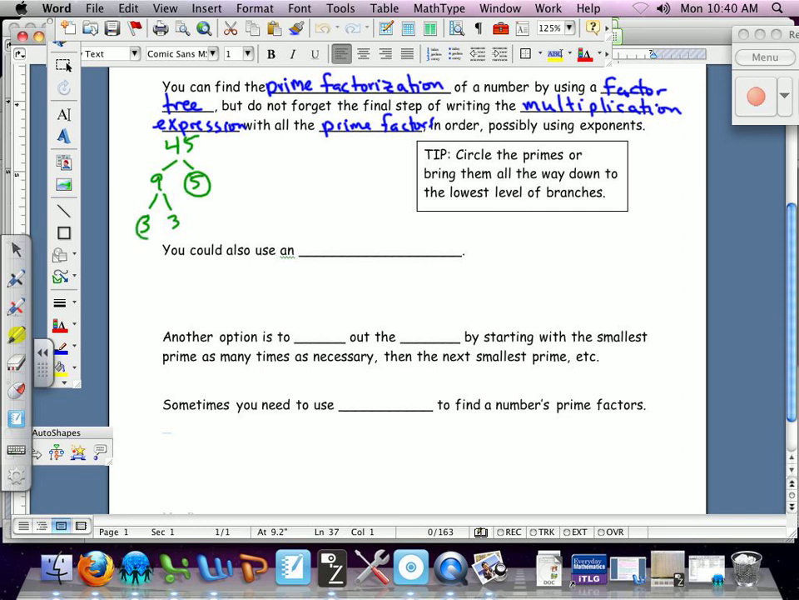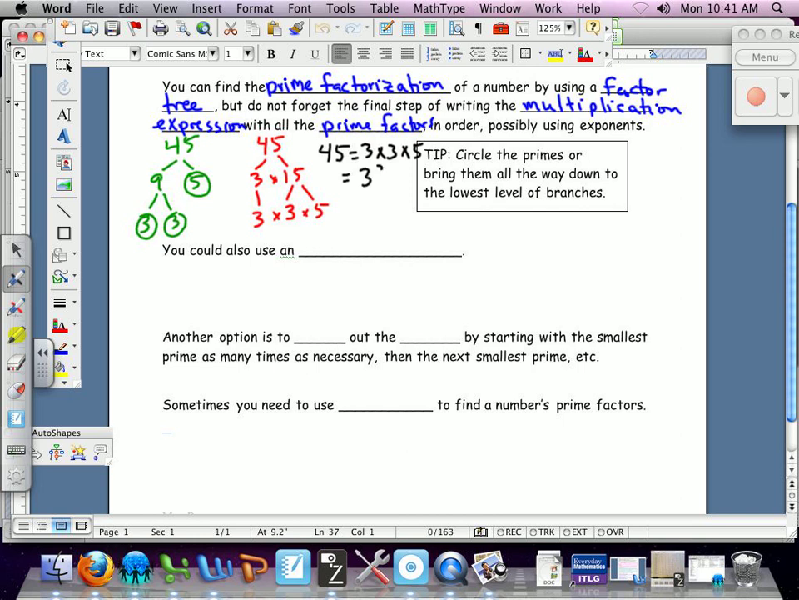Now someone else might take that 45 and break it up into 3 times 15. The 3 is prime, but the 15 is not. So they might bring the 3 down to that next level and break that 15 into 3 and 5. Also, some people, not everybody, and it's not required, write the multiplication part within their tree, and that's all fine and dandy. But no matter which method of making the tree, if that's your choice is to make the tree, you do have to make sure your final answer is 45 equals 3 times 3 times 5, or 3 squared times 5.